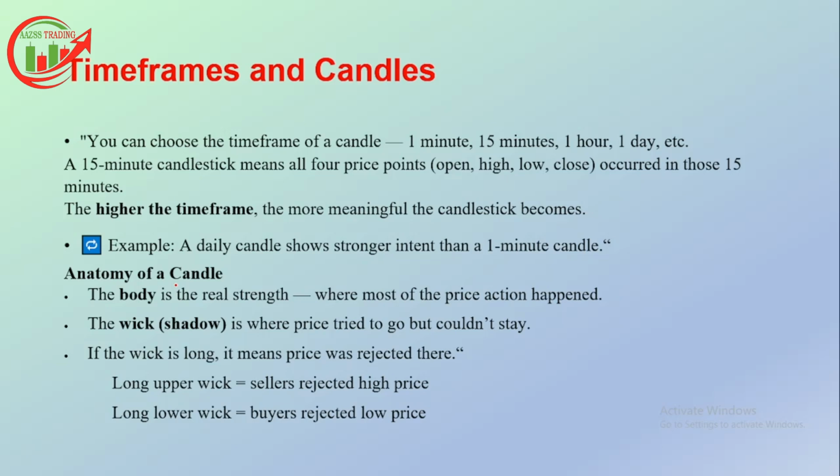So, the anatomy of a candle. The body is the range where the most price action happens. The body of the candle is the range where the most price action happens. The wick, which is the shadow, is where the price tried to go to but couldn't stay. I gave an instance but I've deleted that, so let me just draw that again.